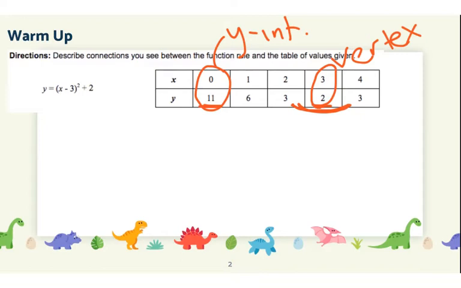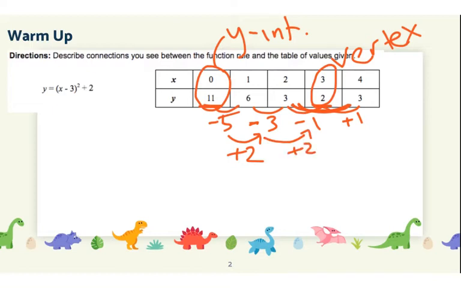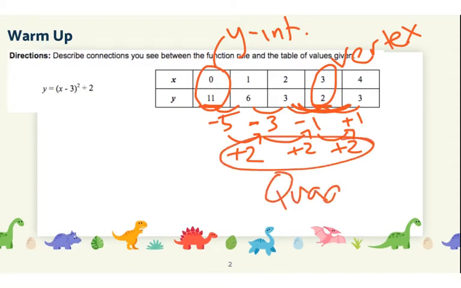But I could also find the second difference, right? So let me just do that real fast. So I have 11 minus 5 is 6. 6 minus 3 is 3. 3 minus 1. 2 plus 1 is 3. Okay. So now the second difference should be the same. So negative 5 plus 2 is negative 3. Negative 3 plus 2 again, right? So here I'm seeing that common second difference, which tells me, hey, this is quadratic.